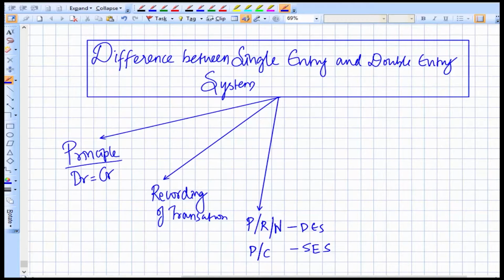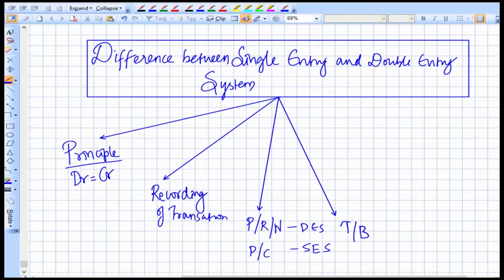Then the fourth difference arises in trial balance. In case of double entry system, you can ensure arithmetical accuracy of the records by preparing the trial balance, whereas that trial balance preparation is not possible in case of single entry system.